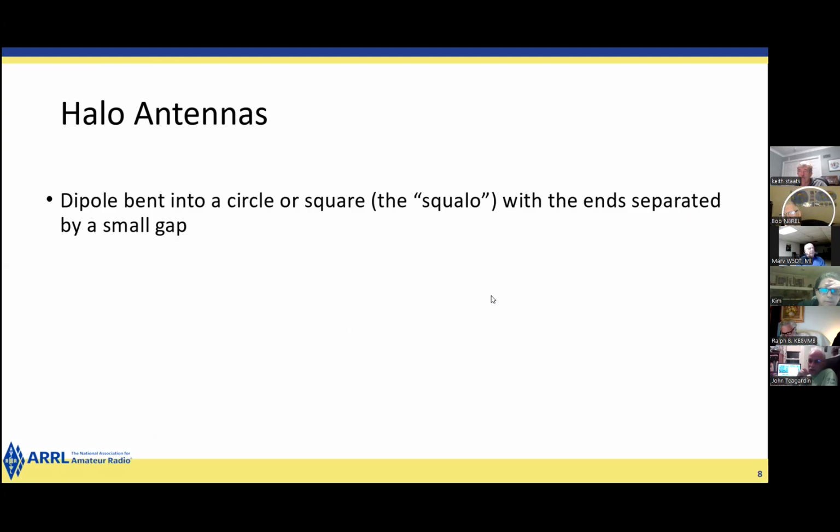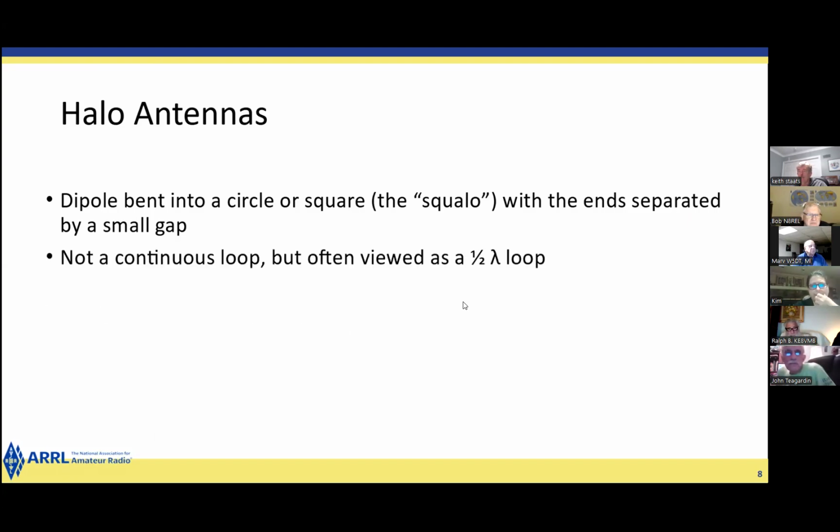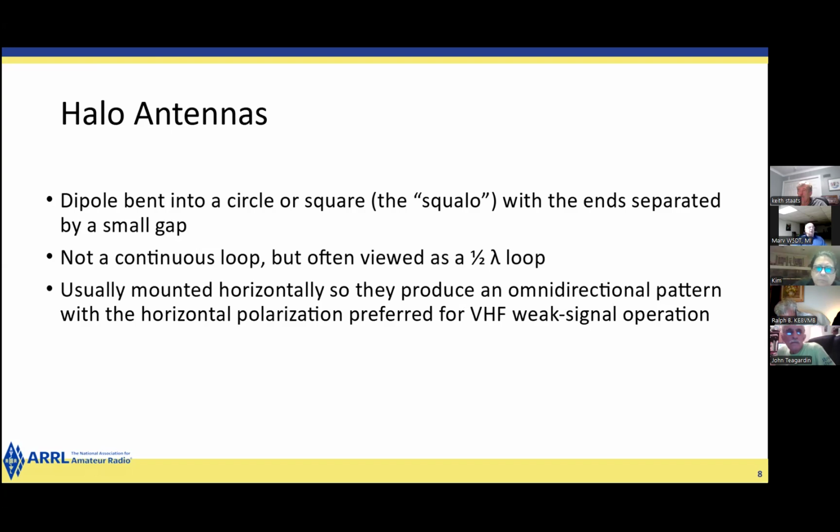If you take a small dipole and bend it in a circle or square, with the ends separated by a small gap, you've got a halo antenna. It's not a continuous loop, but it's viewed as a halfway loop, and they're quite often used as a VHF antenna. They're omnidirectional as far as pattern is concerned, with a horizontal polarization.